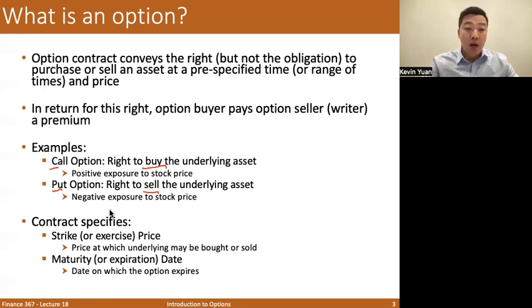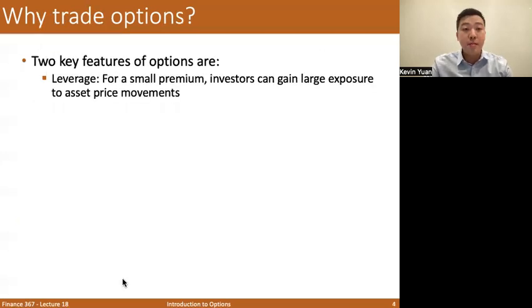And an option contract is going to specify, first of all, the strike price. Let's denote that as X. This is the price that they agree upon: in a call option, what they can buy it for, or in a put option, what the holder can sell it for. Another aspect of an option contract is the maturity date on which the option expires.